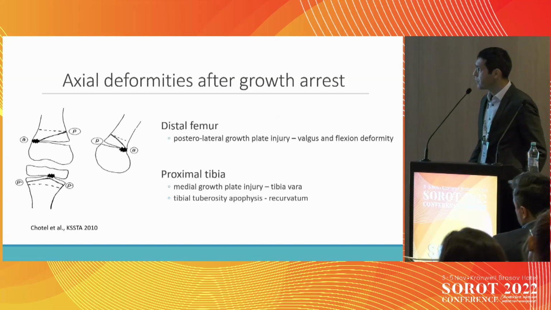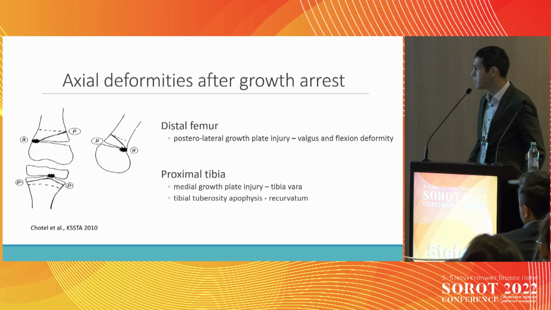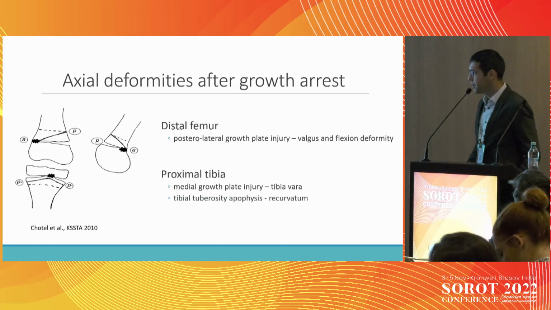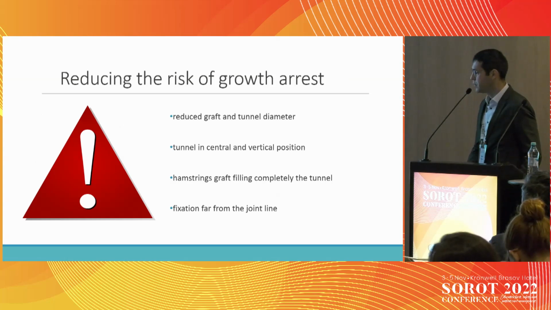And the axial deformities generated by growth arrest are represented by valgus inflection deformity when the lesion is located at the posterolateral growth plate of the distal femur, or we may encounter tibia vara in case of medial growth plate injury of the proximal tibia, or even sometimes recurvatum when the tibial tuberosity has a lesion during the surgery when reconstructing the pediatric ACL.